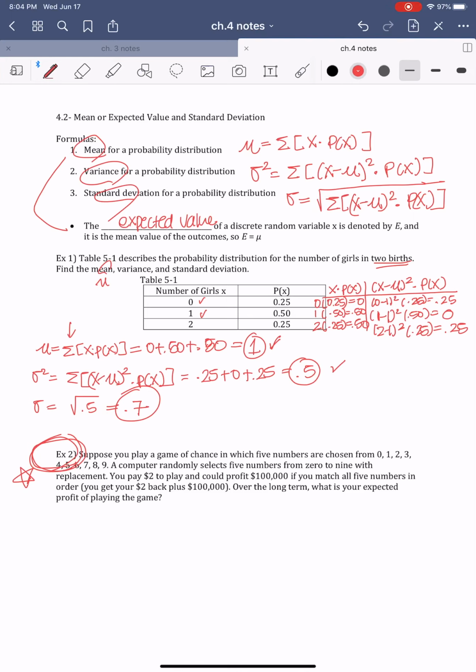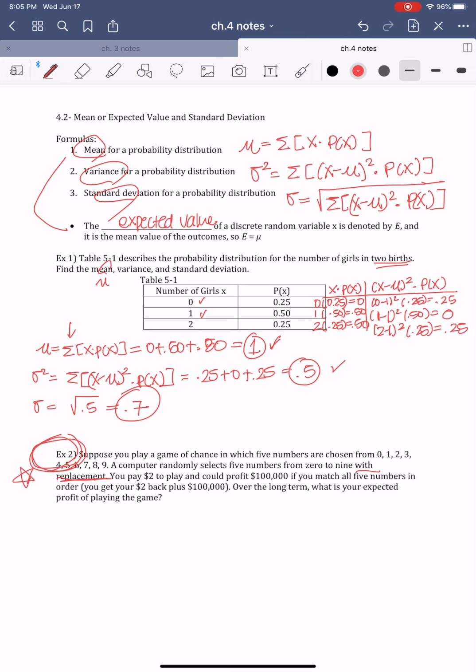So let's go over example 2. And your homework will be much like example 2, as well as your exams. Okay. Suppose you play a game of chance in which 5 numbers are chosen from 0, 1, 2, 3, 4, 5, 6, 7, 8, 9. A computer randomly selects 5 numbers from 0 to 9 with replacement. So we have with replacement. In chapter 3, we talked about that with replacement will be independent events.